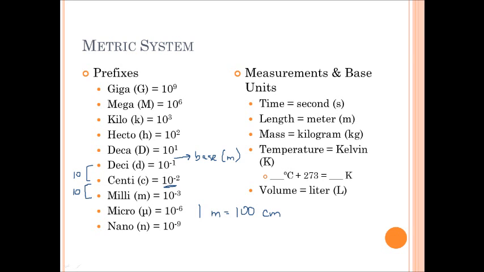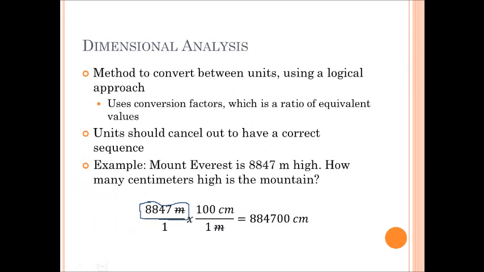because that's 2 placements below where we start, so that's 10 times 10, which is 100. So we use the idea that 1 meter, which will go on the bottom here, is equal to 100 centimeters. So this will allow us to convert between meters and centimeters. So again, meters go on the bottom because we want these meters to cancel out. If it's on the top and on the bottom, it is allowed to cancel. And then we have centimeters here on top.